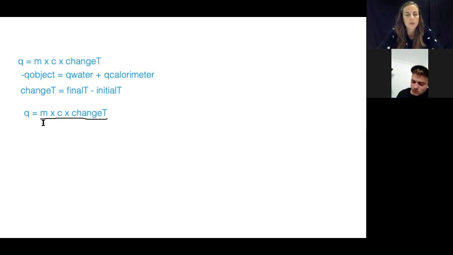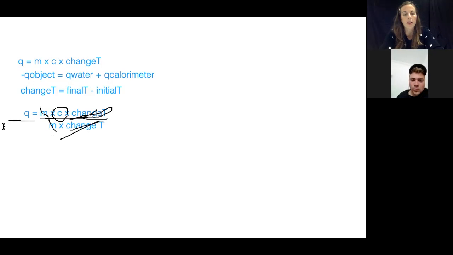I'll type it out. Mass and change in temperature. That way, mass is going to cancel, change in temperature is going to cancel, and I'm going to be left with specific heat over here. And then I have to do the same thing to both sides in algebra. So I'm going to divide this side by mass times change in temperature. Sorry, you can't really see that. It's okay. I'm just going to put T because you know what I mean.